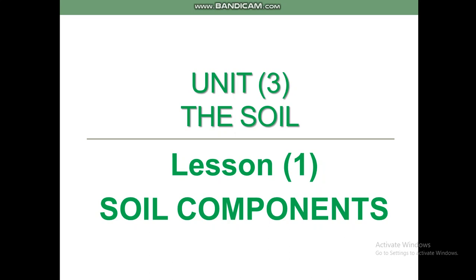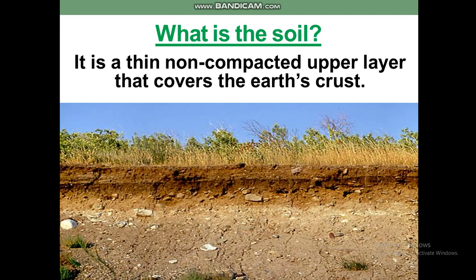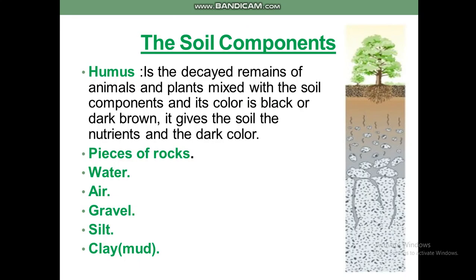Before we recognize the components of soil, we have to know what soil is. Soil is a thin non-compacted layer which covers Earth's crust. A non-compacted layer means the upper loose layer which covers the Earth's crust. Now we will recognize the soil components.